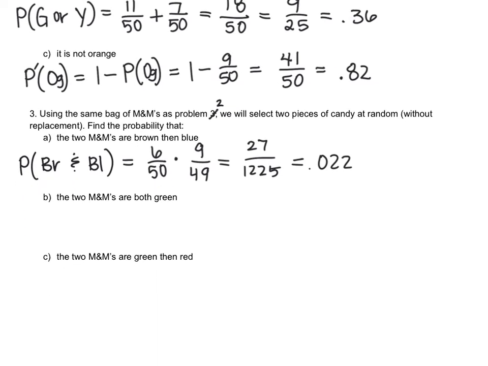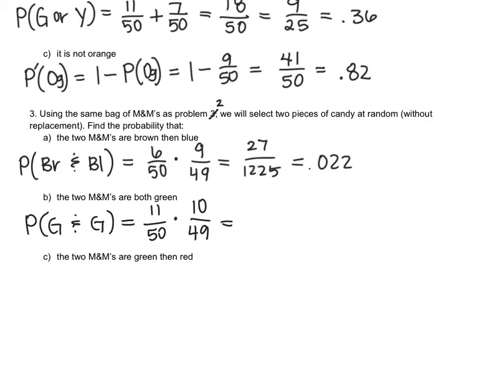Next, we want to find the probability that both M&Ms are green. So that's the probability of green and green. The first M&M being green is 11 out of 50. The second M&M being green would be 10 out of 49, because we now have 1 less M&M that's green and 1 less M&M overall.